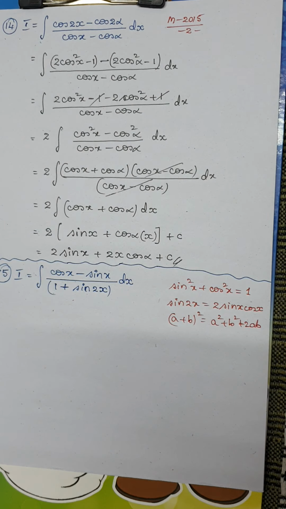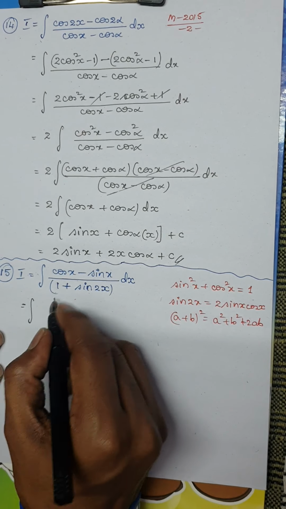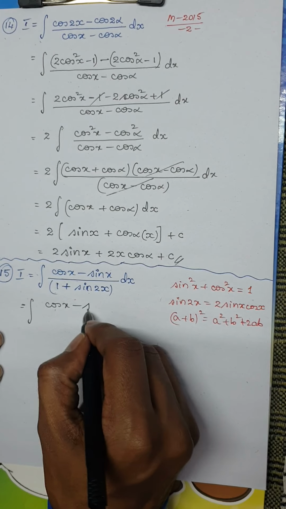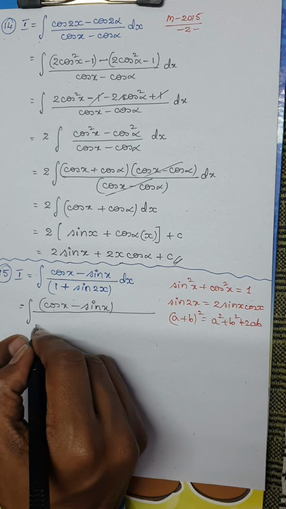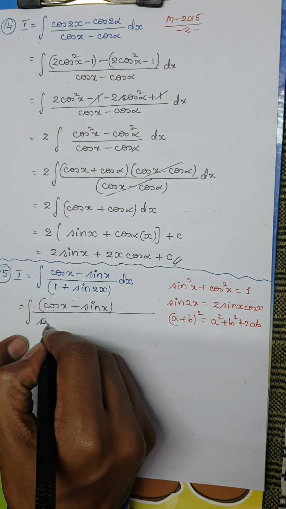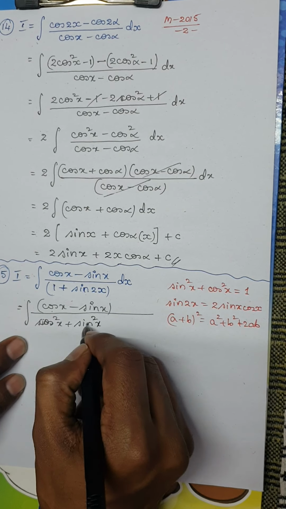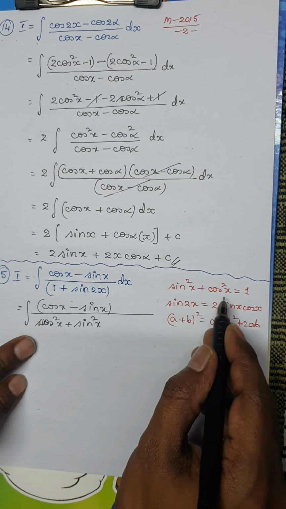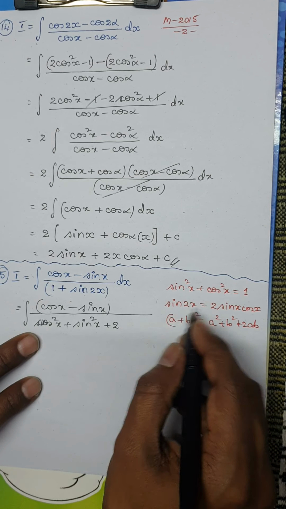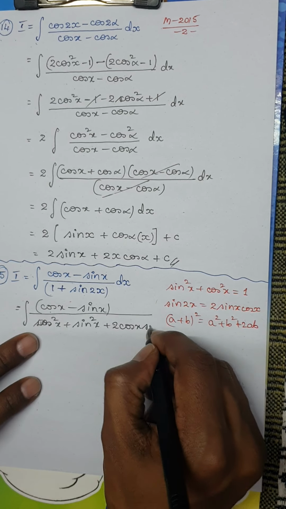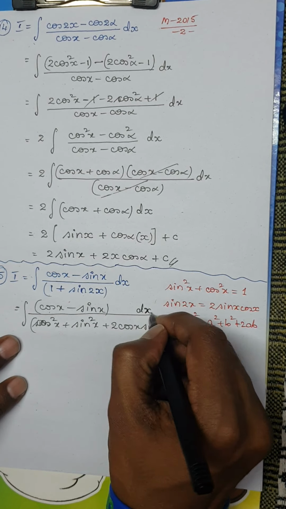Now you might be wondering, how can we use this here? Now look here. This can be written as integral of numerator, there is no change, I'm just going to write it as cos x minus sin x. Keep it aside. This one can be written as cos square x plus sin square x, we know it is 1, plus sin 2x can be written as 2 sin x into cos x, or you can write it as 2 cos x into sin x, into dx. I am going to write this dx here.